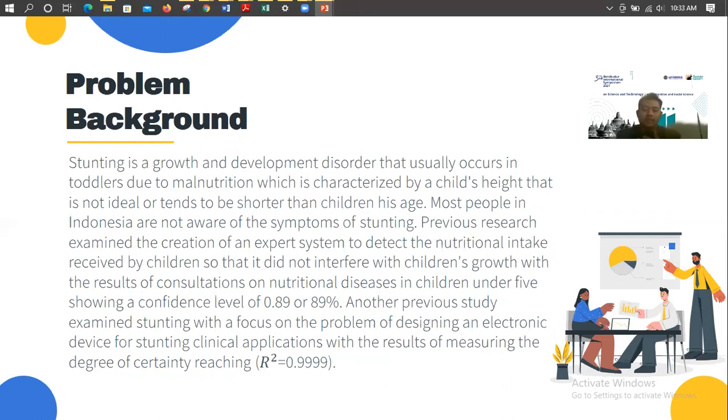Previous research examined the creation of an expert system to detect the nutritional intake received by children so that it did not interfere with children's growth, with the result of consultation on nutritional disease in children under 5 showing a confidence level of 0.89 or 89%. Another previous study examines stunting with a focus on the problem of designing an electronic device for stunting clinical application, with the result of measuring the degree of certainty reaching 0.9999.